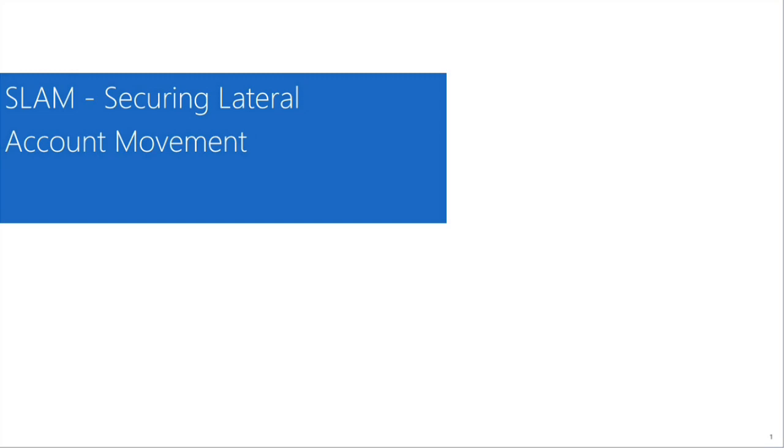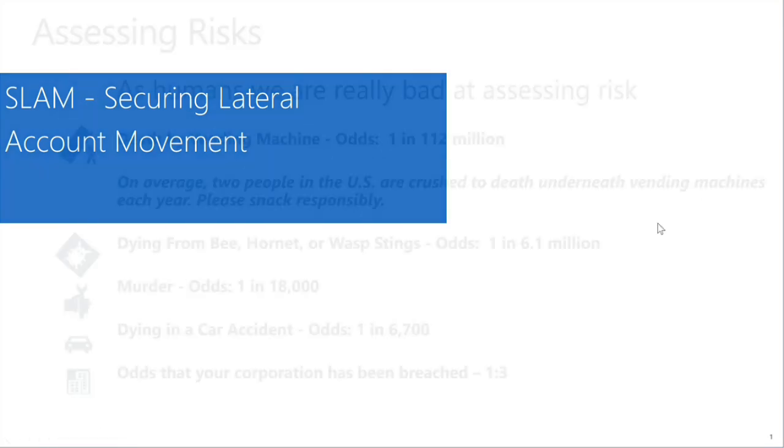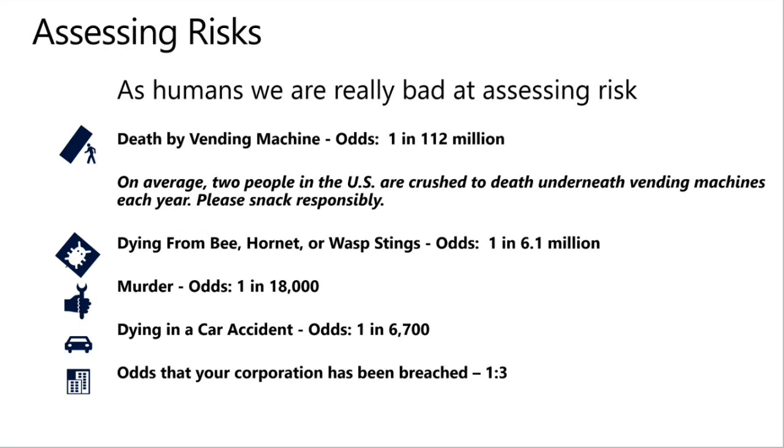How likely are you to be breached? Well, it turns out that as human beings, we are bad at assessing risk. Your odds of dying by a vending machine every day are 1 in 112 million. Unless you're me. Like, stop shaking vending machines. Yeah. I like buying food out of vending machines. Every single day, the chance that you might die in a car accident is 1 in 6,700. But the odds that your corporation has been breached are 1 out of 3.